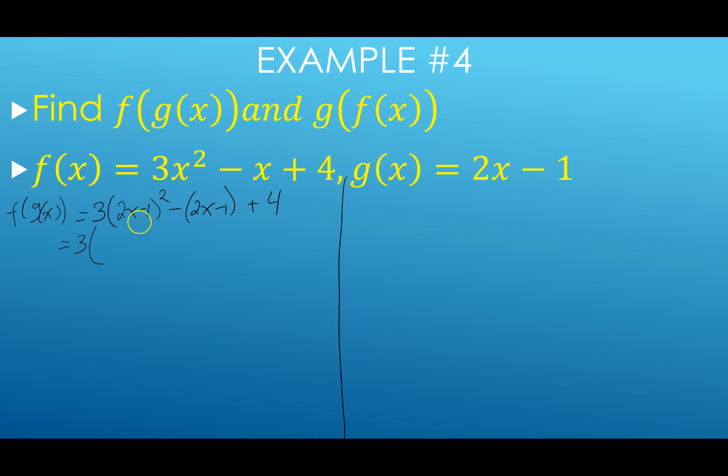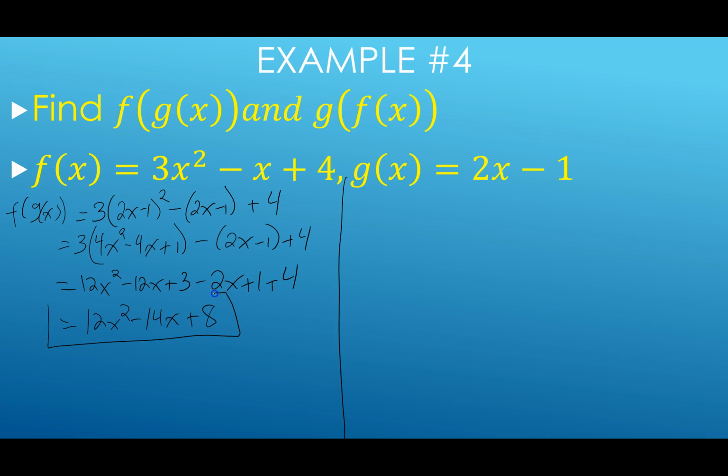So when we FOIL out the 2x minus 1, you're going to get 4x squared minus 4x plus 1. And then when we distribute the 3 and then the negative into our parentheses, we'll get 12x squared minus 12x plus 3 minus 2x plus 1 plus 4. So this will yield us 12x squared minus 14x plus 8. And there's the value of f of g.